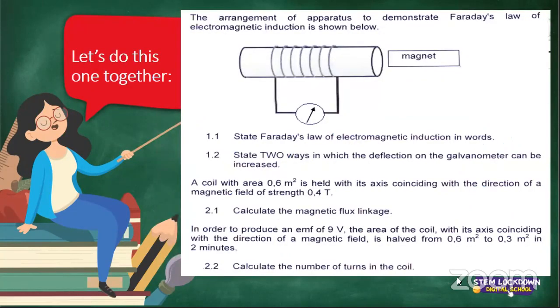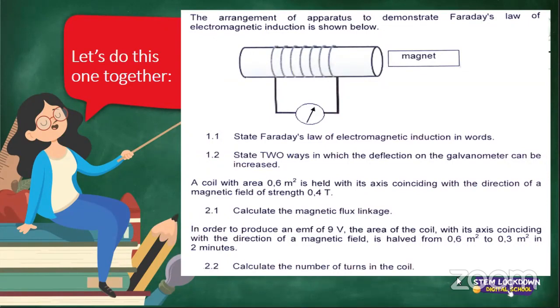I'm going to try and see if we can do this example and see how far we can go. The arrangement of the apparatus to demonstrate Faraday's law of magnetic induction is shown below. 1.1: State Faraday's law of magnetic induction in words. And then 1.2: state 2 ways in which the deflection of a galvanometer can be increased.